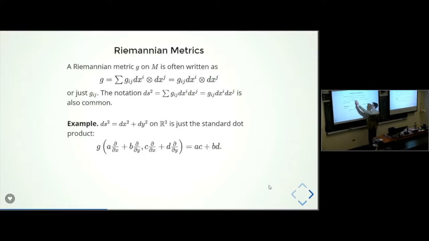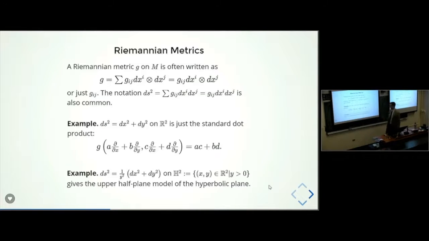And so dx squared is really dx tensor dx. And so it looks through here and it says, well, where do I see a d by dx? Well, there's a d by dx, there's a d by dx. So the first dx grabs this guy, and the second dx grabs this guy, and so you get a times c, right? And then you also have dy tensor dy, and so the first dy sees this one, and the second dy sees this one, and then you get this. Okay. And of course, this is just the dot product of the vector (a, b) with the vector (c, d).